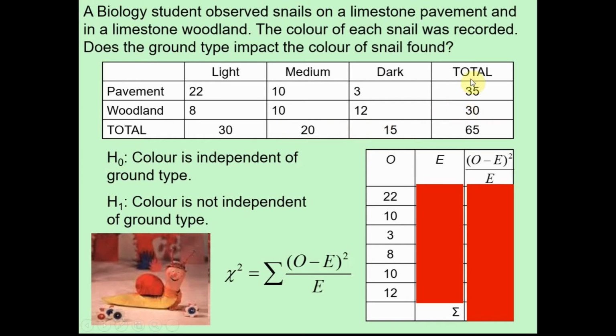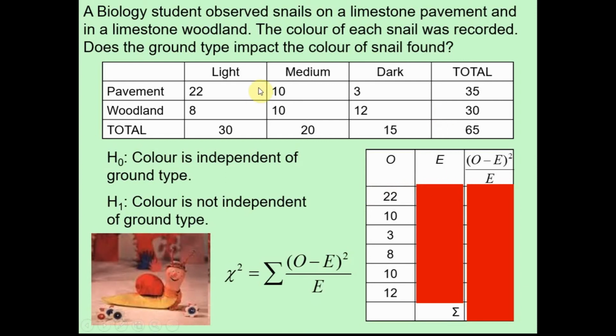And also easy for us to check these totals, because obviously these two should add up to 65, these should add up to the same. Okay, it's a hypothesis test, so we need our hypotheses. Our null hypothesis is that they are independent, so we assume independence, and then the alternative will be that they're not independent. You could say that colour is dependent on ground type, but we do tend to say not independent.